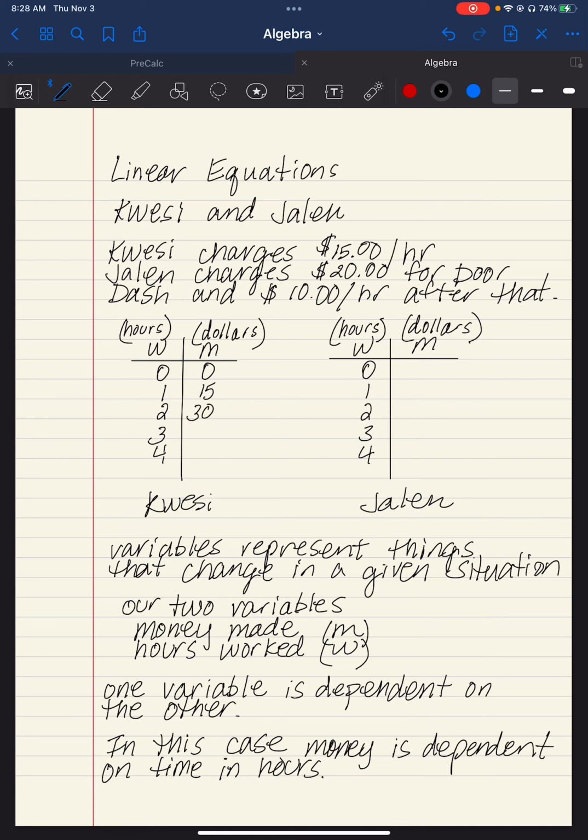He works another hour at 15. If he works 3, he's going to make 45. And if he works 4 hours, he's going to make $60. So I kind of want to examine what's going on here. Let's take a look at this.